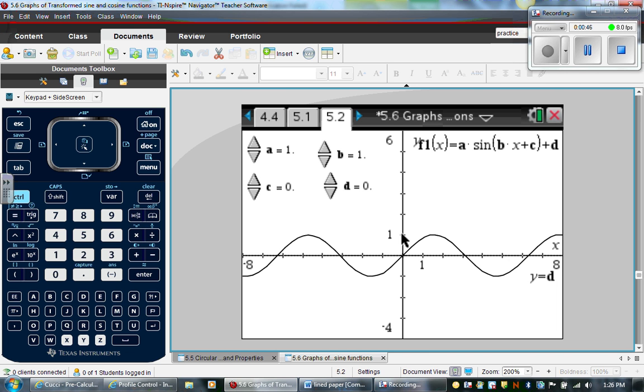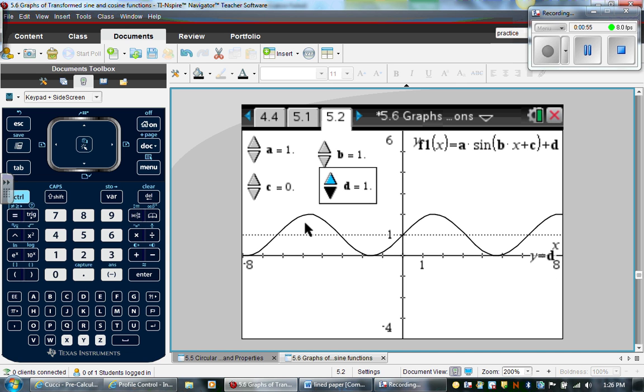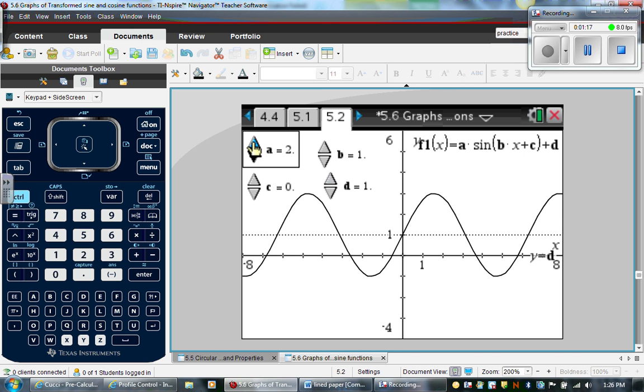So I think we would like to start with D. We know that D represents our midline, or what we call our vertical shift. It raises our function up and down our y-axis. So we always start with that midline. The next place we want to go is to my amplitude. That's A. So that vertically stretches my function.